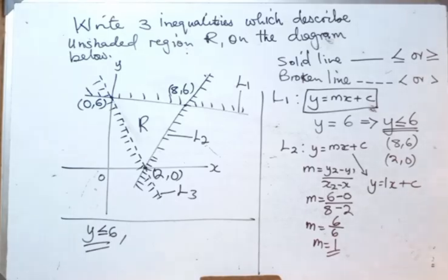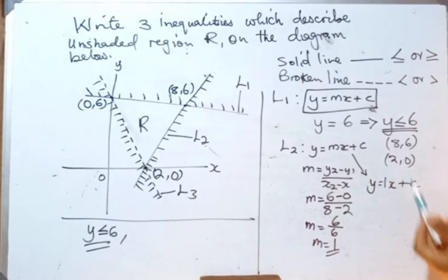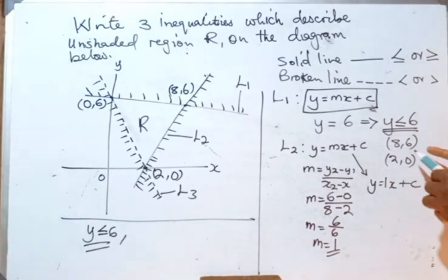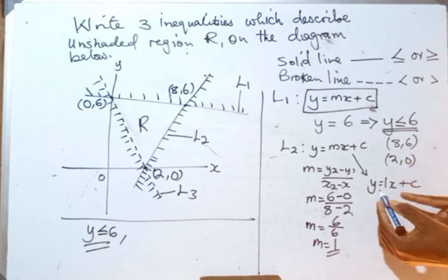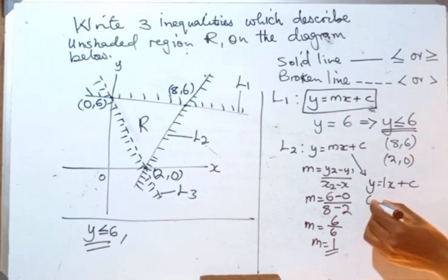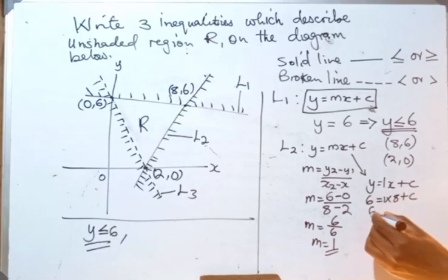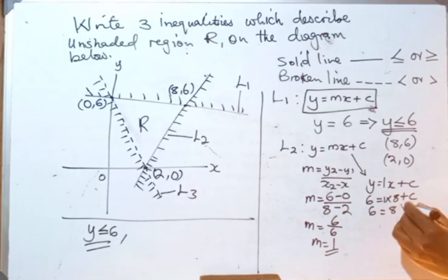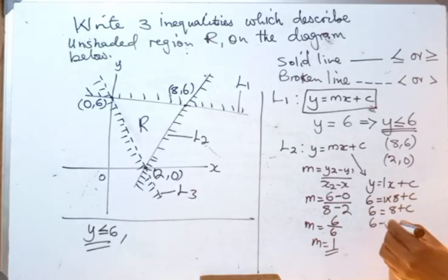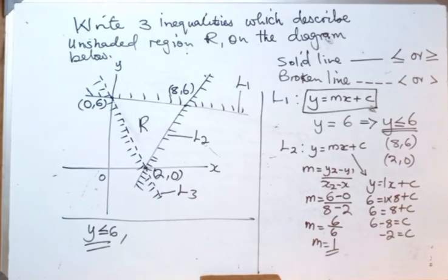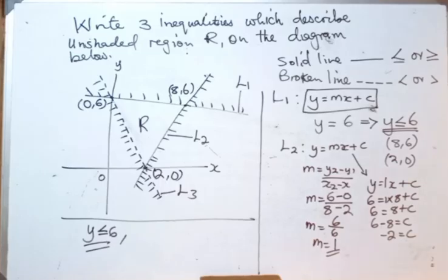We are going to pick any coordinate, either this one or this. With me, I'll pick the first one. Where there's y, I will write a 6. So 6 equals 1 multiplied by 8 plus c. So 6 equals 8 plus c. Therefore, we are going to have 6 minus 8 equals c, and we have negative 2 equals c. So the value of c is negative 2.